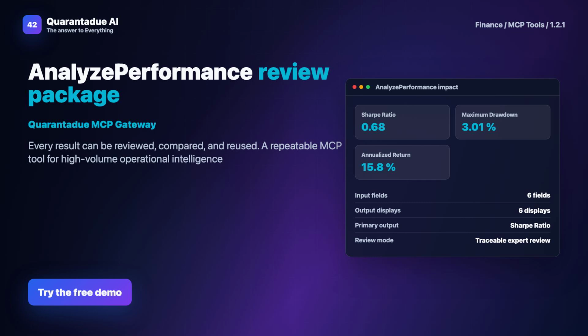Analyze Performance returns structured outputs such as Sharpe ratio, maximum drawdown, annualized return, win rate, and Sharpe ratio gauge. These outputs are designed to support review, reporting, comparison, and follow-up actions. The value of Analyze Performance is not just automation. It is a controlled way to turn repeated finance work into a documented business process with clear inputs, transparent logic, and reusable outputs.